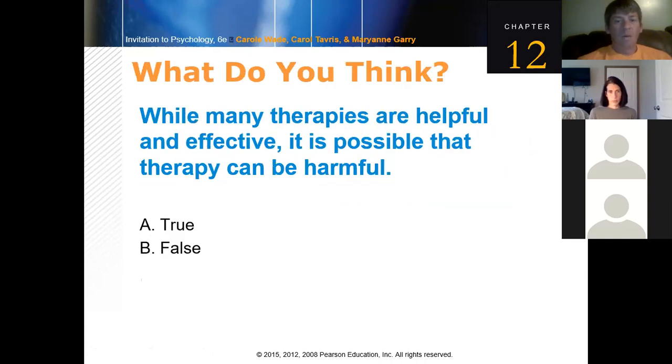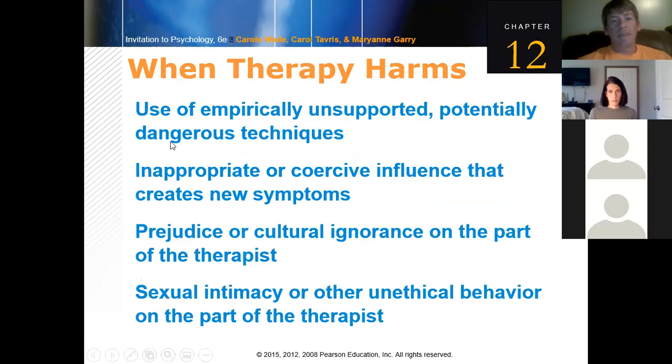Well done. While many therapies are helpful and effective, it is actually possible that therapy can be more harmful. Why? If therapists are using empirically unsupported approaches, meaning it hasn't been tested, if they're just saying, well, this is my approach to solving this problem, or this is my belief about it, if there's no science or research behind it, it could be potentially dangerous.